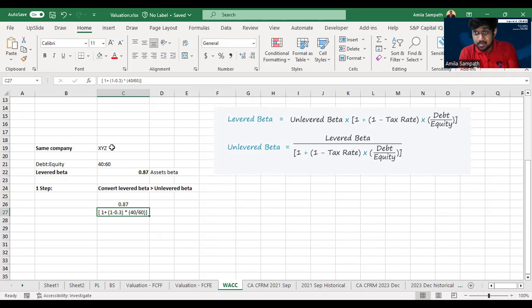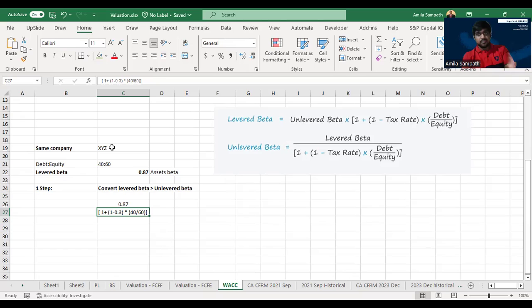Then what is the simple meaning of the unlevered beta? That means the beta if our company is entirely financed from equity. If we finance 100% from our equity shareholders, then we can say this beta is the beta for our company. That's the simple meaning of the unlevered beta.